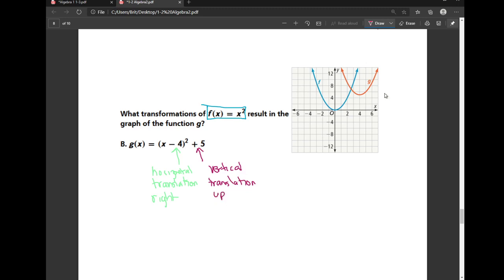And so if we compare our two graphs, notice that from the vertex here to the vertex here, it did in fact go to the right by 4 and then up by 5. Their scales are different on their axes. Notice this counts by 2 and that counts by 4s. But there it is. That's how you can see it physically on the graph as well.